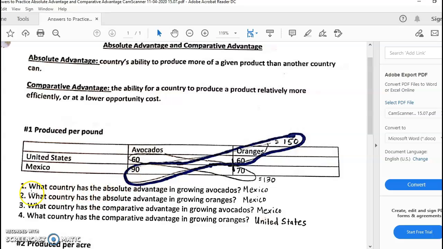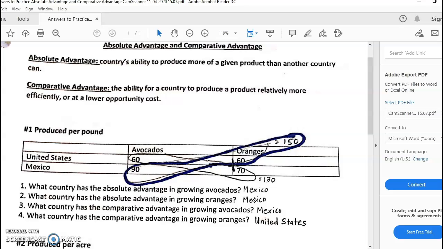If we look at question number 2, what country has the absolute advantage in growing oranges? So again, we're looking at the country that can produce more of that product. We can see here that Mexico produces 70 oranges, the United States 60 oranges. Right, so Mexico produces more oranges, so Mexico has the absolute advantage in oranges. And a country can have an absolute advantage in both. As we can see in this example, Mexico has an absolute advantage in both avocados and oranges.